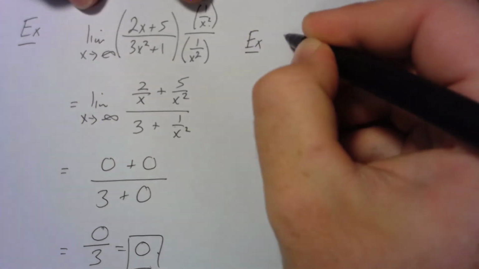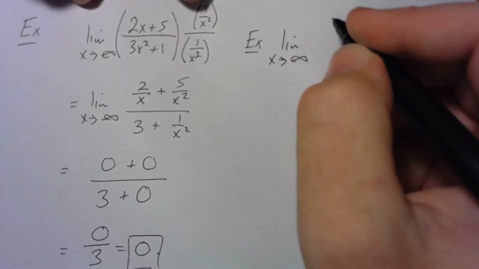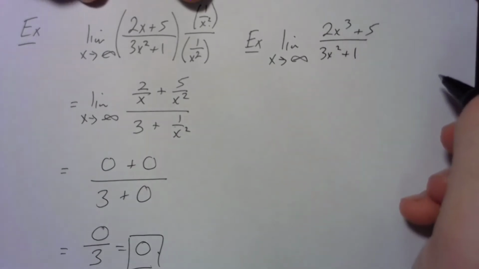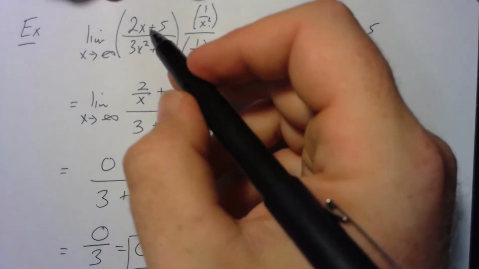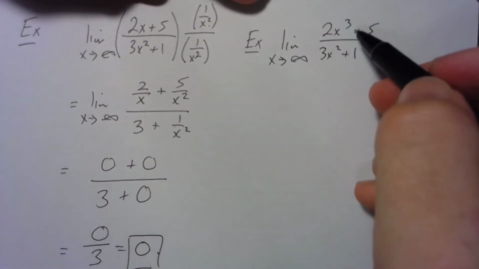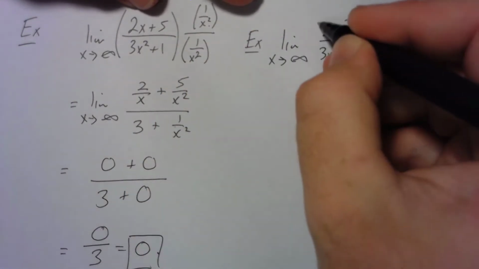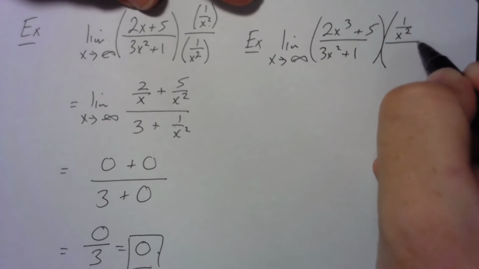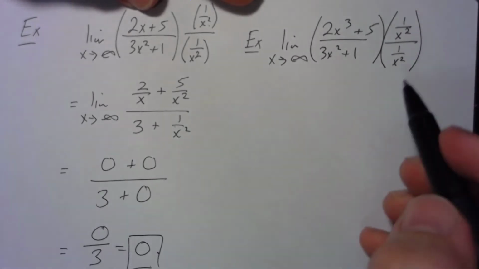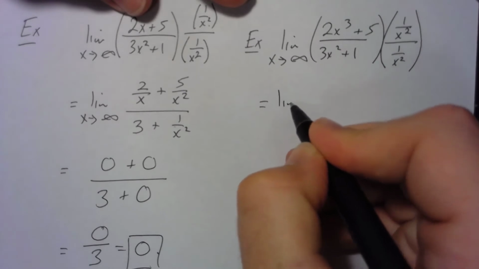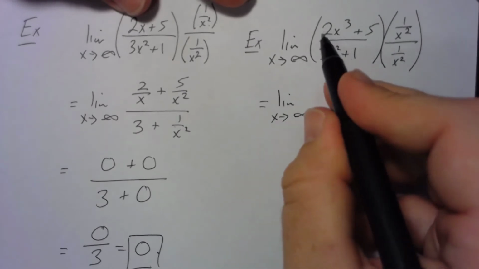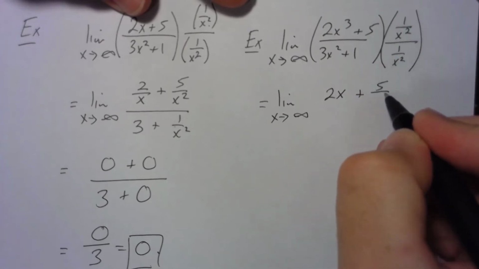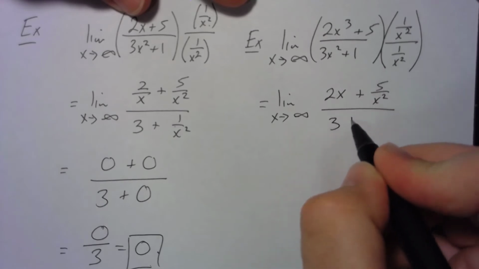Let's look at one more example, and the example will be as x approaches infinity of 2x cubed plus 5 divided by 3x squared plus 1. Now you'll notice in this particular case, unlike the first example, the power on top is larger this time. It's still important that we remember I'm multiplying top and bottom for every infinite limit by 1 over the largest power of x in the denominator. And again, the largest power of x in the denominator is still that x squared. So when I do this, I'm now going to end up with the limit as x goes to infinity of 2x cubed divided by x squared leaves me with 2x, plus 5 over the x squared, divided by 3 plus 1 over x squared.